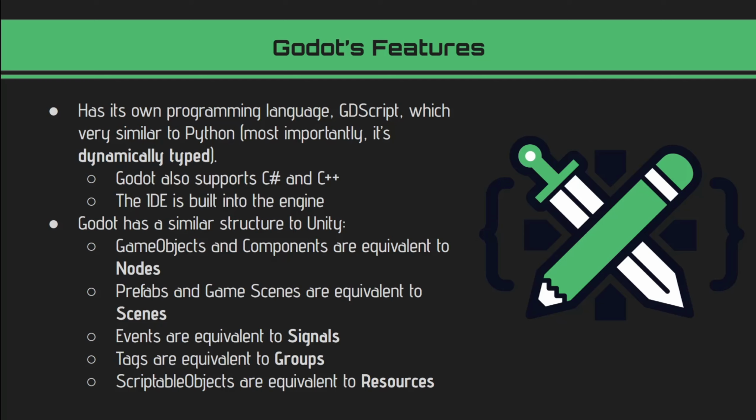So what are Godot's features? It has its own programming language, GDScript, which is very similar to Python. If you know Python, you pretty much know GDScript. Most importantly to know, it's dynamically typed. What that means is whenever you make a variable, you don't have to say what type it is. If you make a variable like health, you could just put var health. You don't need to put var int health or int health. You can do it, but I'll explain why it might be better, but you don't have to do it.